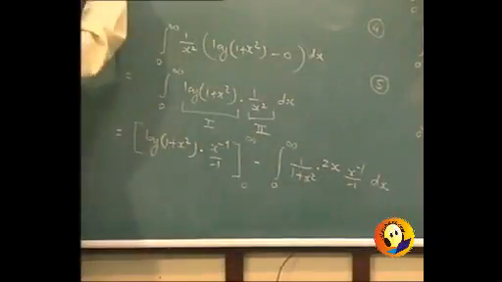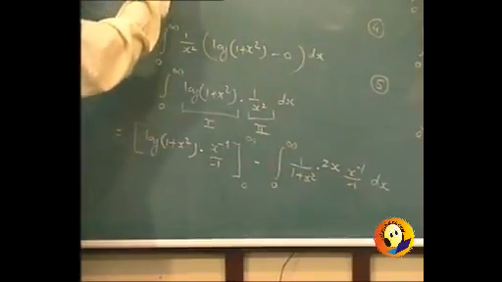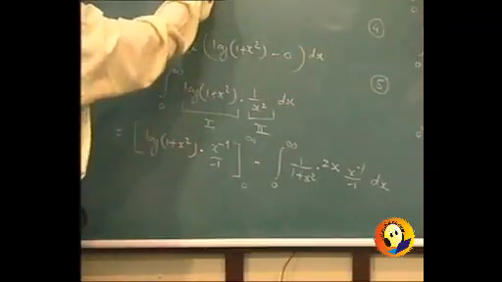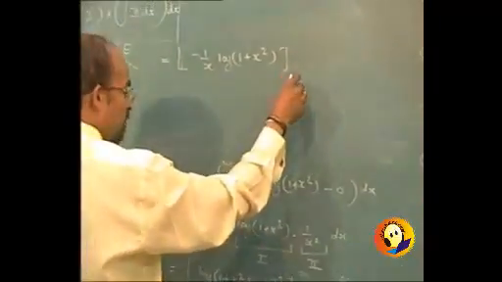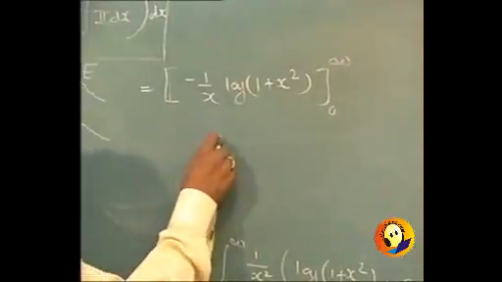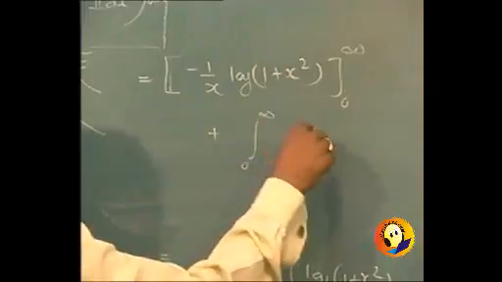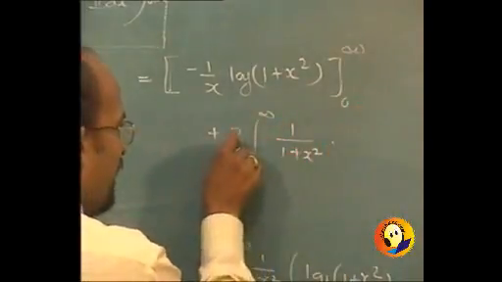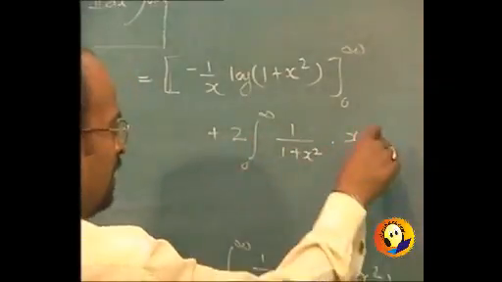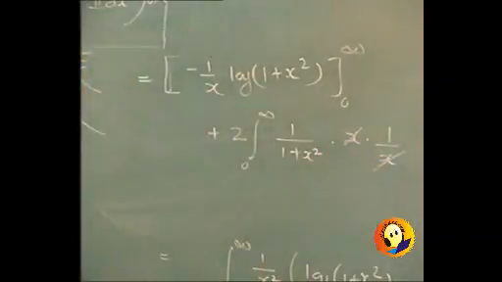Let us rewrite it for the time being as minus 1 upon x log of 1 plus x square, which is within the limits 0 to infinity, minus minus plus the second integral will be integral 0 to infinity 1 upon 1 plus x square, 2 I can take outside, x, and that x raised to minus 1 is 1 upon x dx. So this x cancels here.